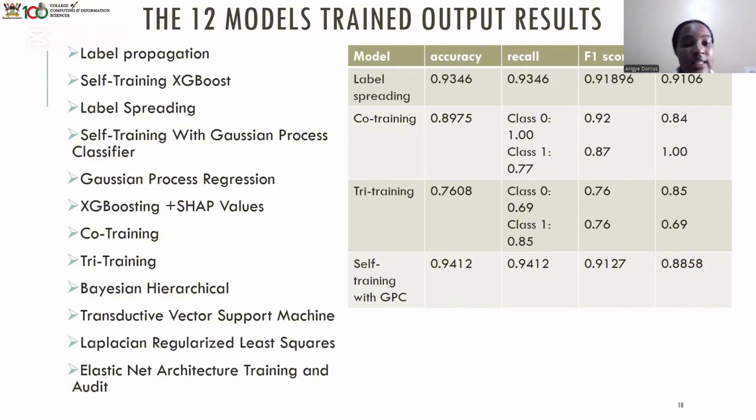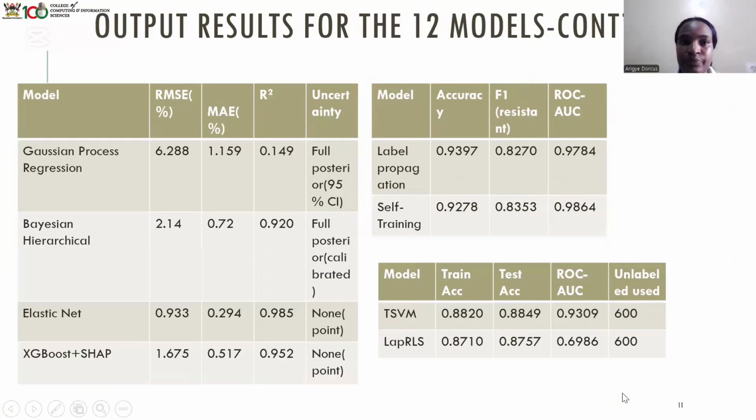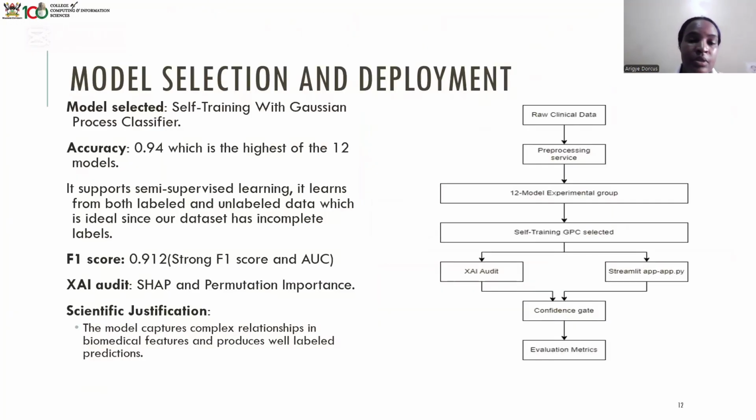We have the elastic net architecture, training a linear model with L1 plus L2 regularization plus structured training and validation checks. These are the results for the 12 models that were trained. Then here next we go to the model selection and deployment.